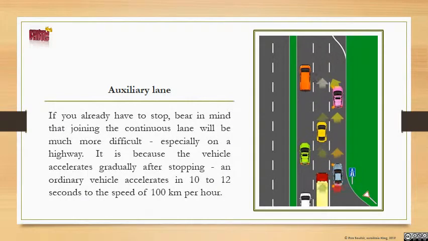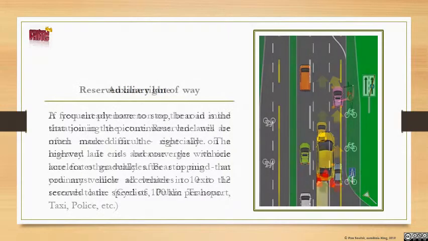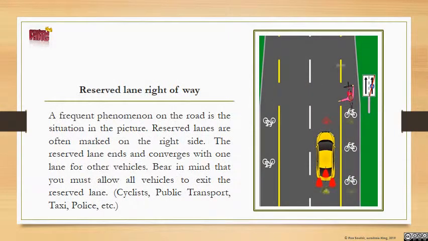If you already have to stop, bear in mind that joining the continuous lane will be much more difficult, especially on a highway. It is because the vehicle accelerates gradually after stopping. An ordinary vehicle accelerates in 10 to 12 seconds to the speed of 100 km/h.